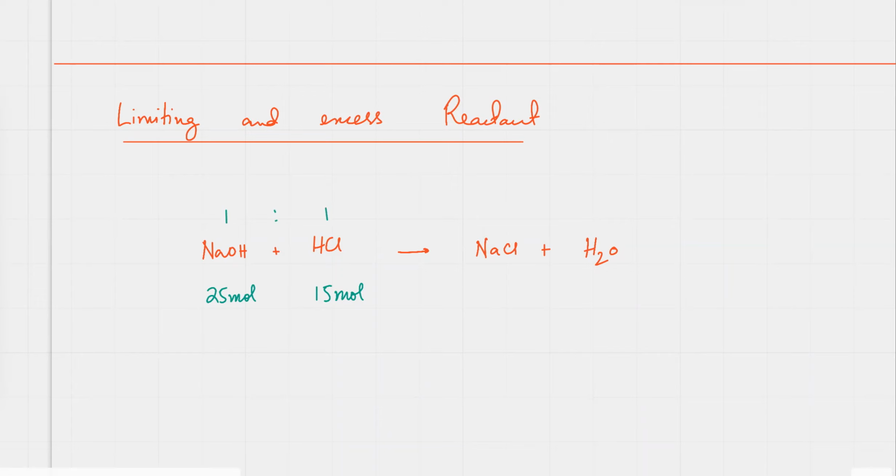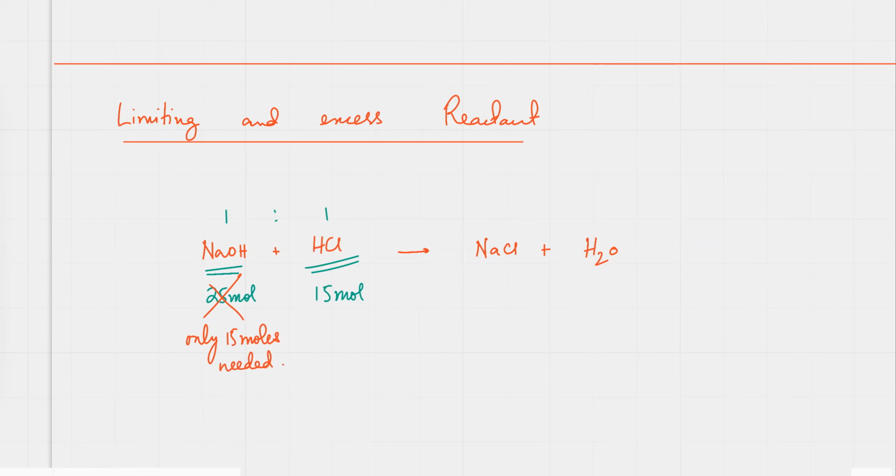Now, can anyone tell me which one has been added more than the required amount? Which one is in excess? NaOH, sodium hydroxide. Okay, so it is NaOH. The equation is suggesting that one HCl reacts with one NaOH. So that means 15 would react with 15. You don't need 25. 25 is too much. It's in excess. It's more than the required amount. Only 15 moles are needed. So is this clear?